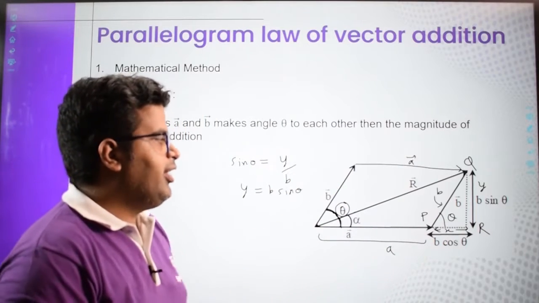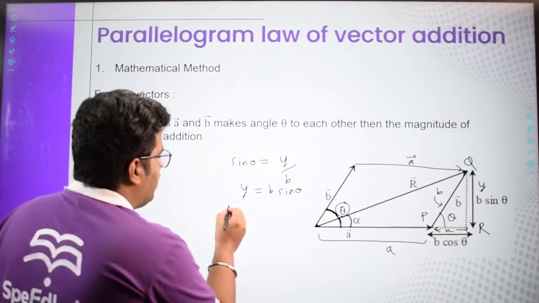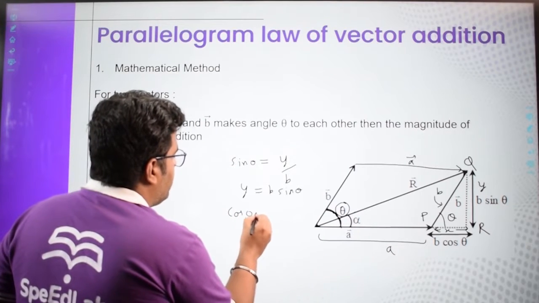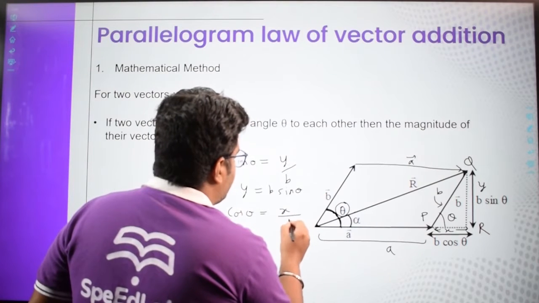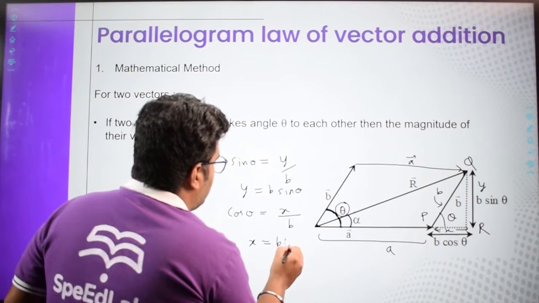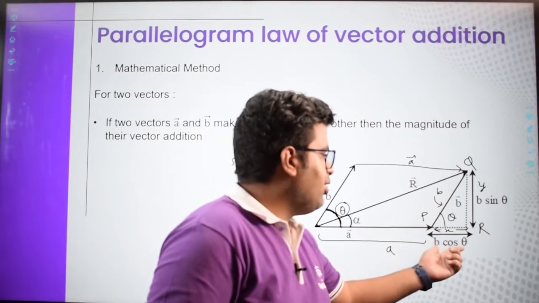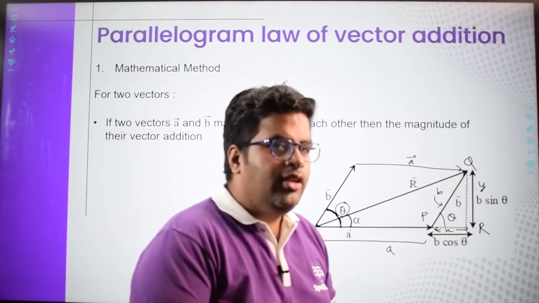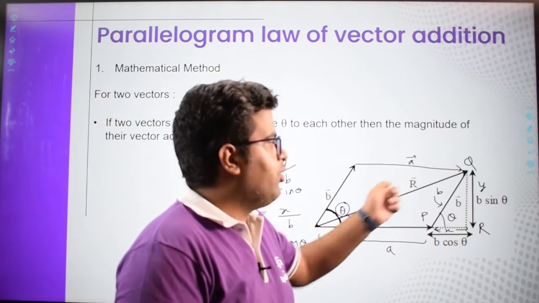Now in the same triangle PQR, we are going to take cos theta. Cos theta is going to be base upon hypotenuse. So base is x and hypotenuse is b. So the value of x comes out as b cos theta. Finally we got this as b cos theta and this as b sin theta, and this one, as I said, is A, and we have to calculate R.